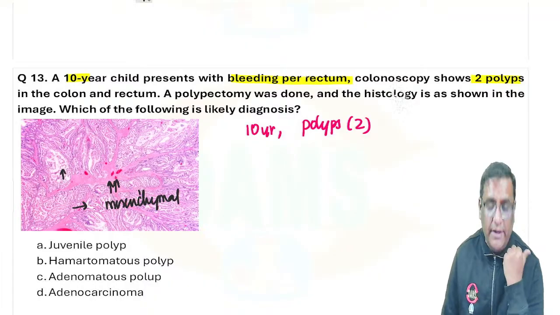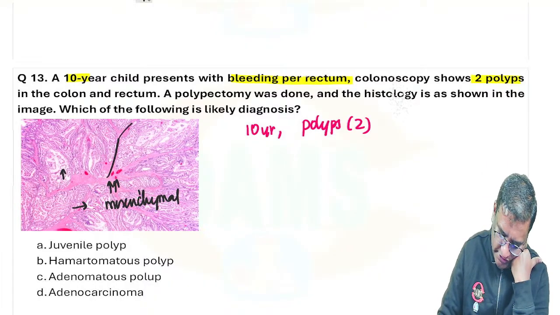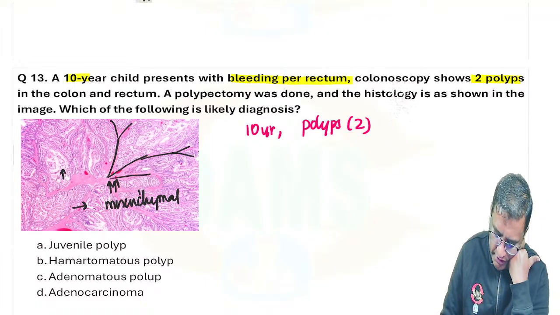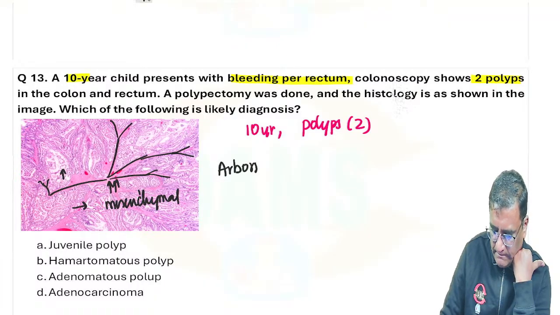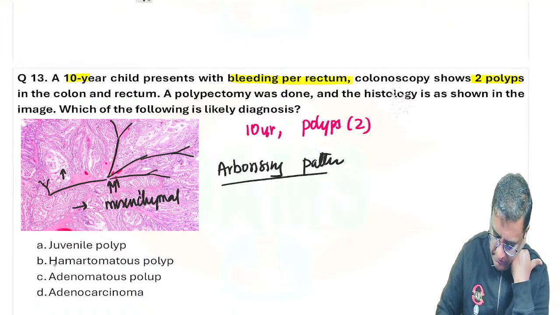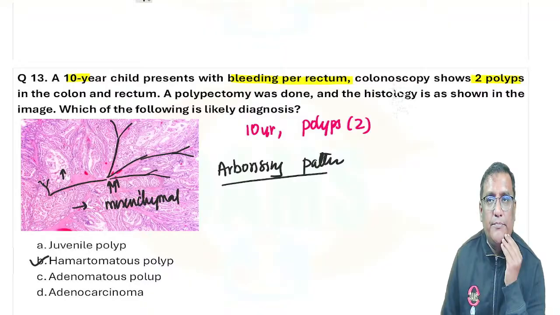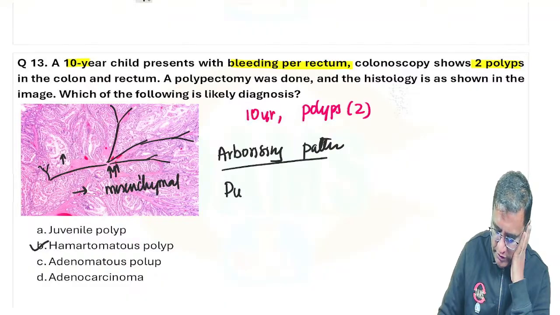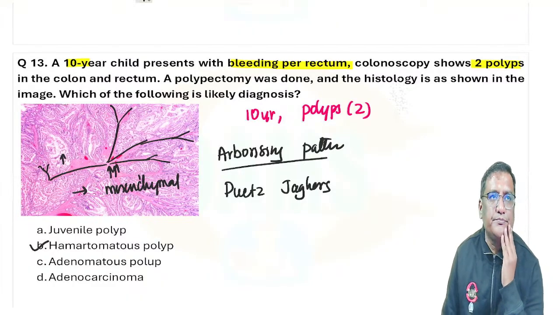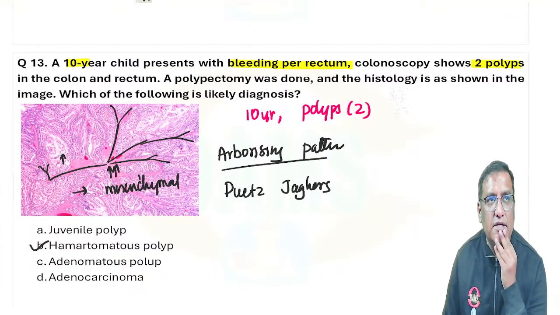I can see muscle maybe. This mesenchymal tissue is going and splitting like this. This is typical of what pattern? Arborizing pattern of connective tissue. Where do you see such an arborizing pattern? It will be seen in a hamartomatous polyp. So basically it is a Peutz-Jeghers polyp.